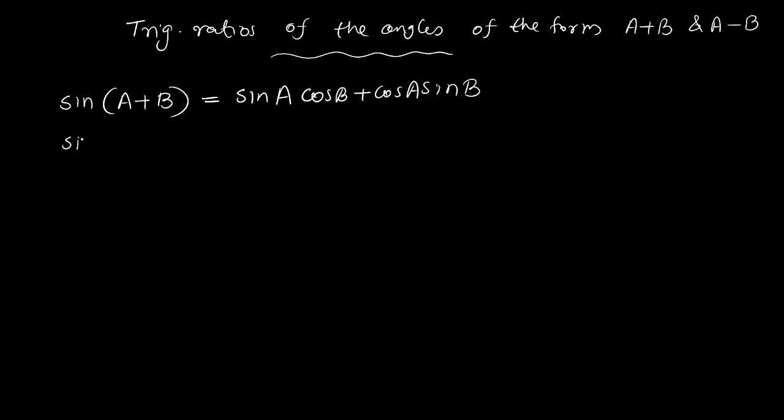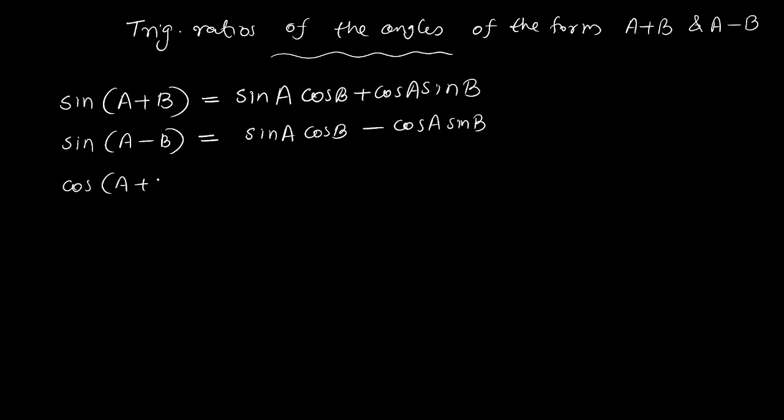The next formula, sin A minus B. The sin A minus B formula is sin A cos B minus cos A sin B. You have to memorize all these formulas, okay? Let me write all the formulas first.